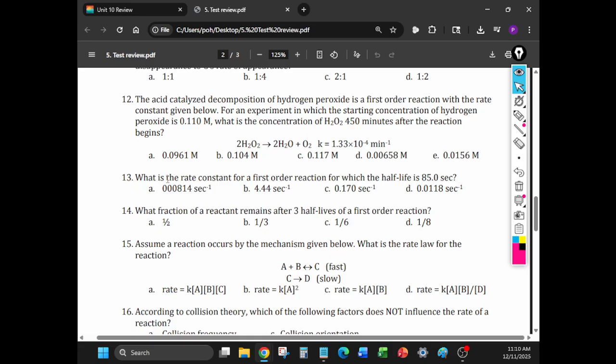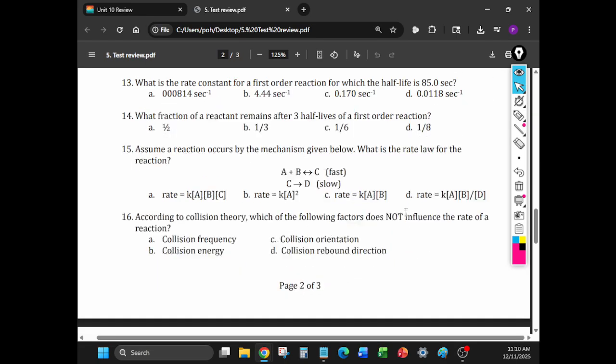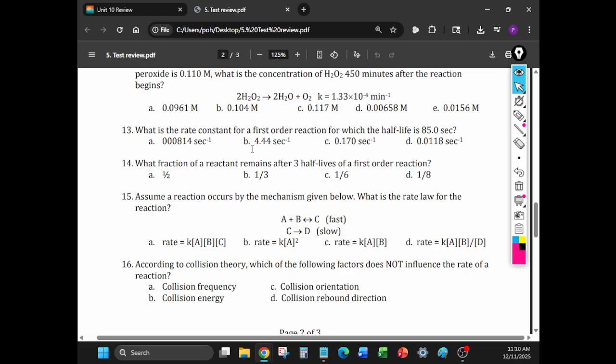But if you look at 13, it's asking for the rate constant for a first order reaction, and it gives us the actual half-life. So before we solve it, let's just talk about some of the things that you should know. What's the unit of measurement for rate constant? Or what's the variable, sorry? K. Okay, and you're looking at a first order reaction, and you're looking at half-life.